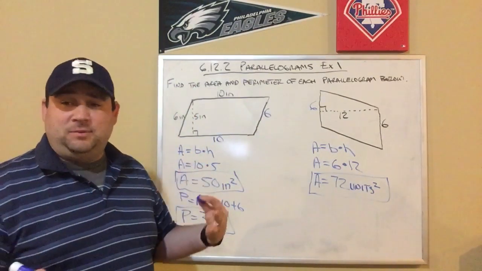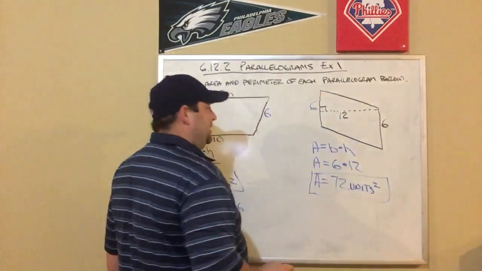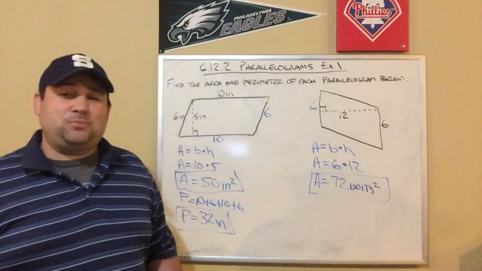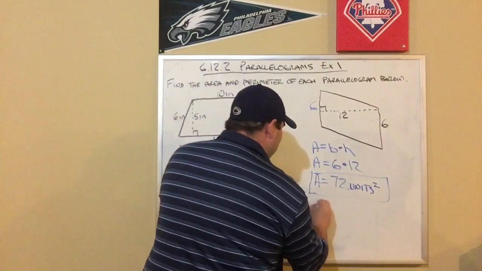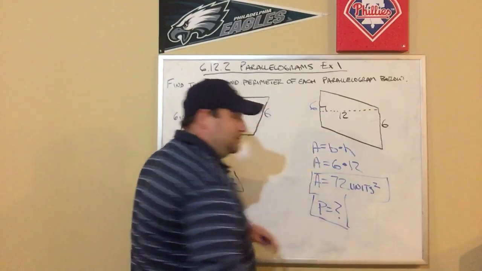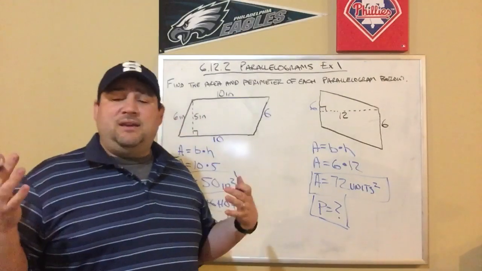Perimeter, remember, to find the perimeter, we add up all the sides, as if I'm going around the figure. But I don't know this side. I don't know this side. In this problem, there is not enough information to find the perimeter. I can't find it. I can't find the perimeter.